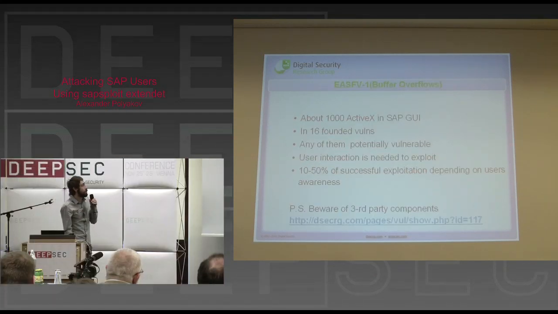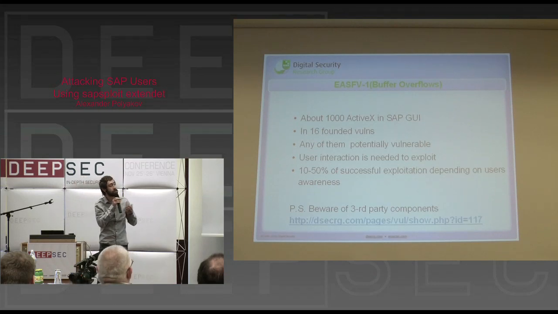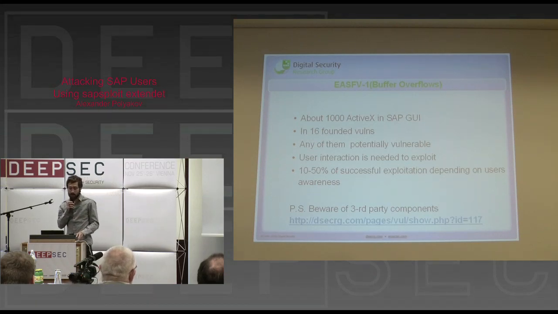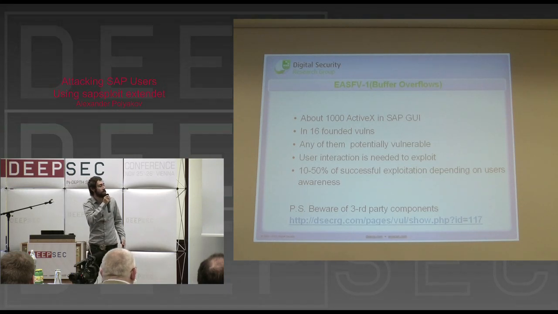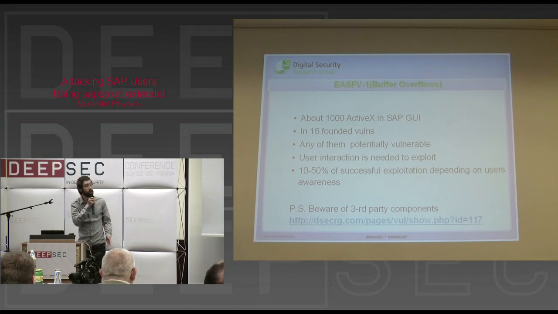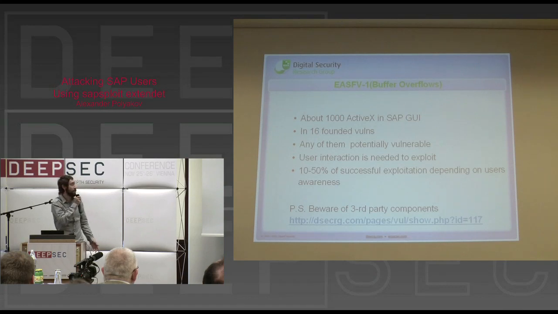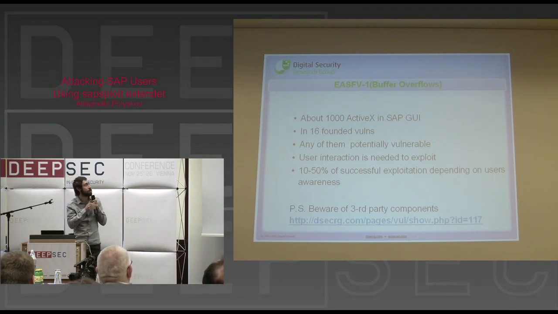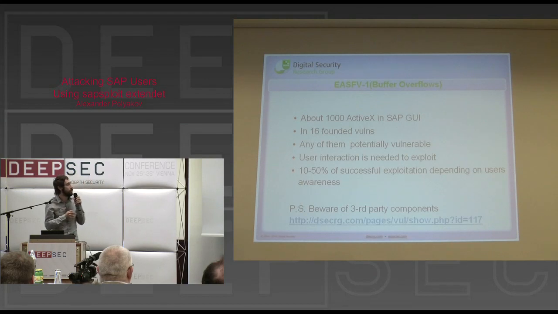The first is buffer overflow, but I mean it's not only buffer overflows. It's memory corruptions and format strings and integer overflows, etc. And the buffer overflows are mainly in the ActiveX components on the client side. The SAP GUI application has about 1,000 ActiveX controls, really, and 60 of them are vulnerable, so maybe others are vulnerable too.